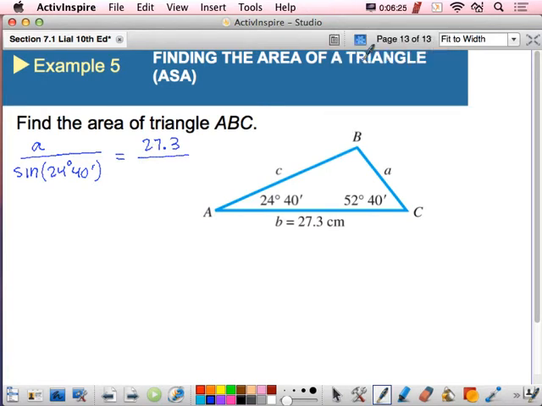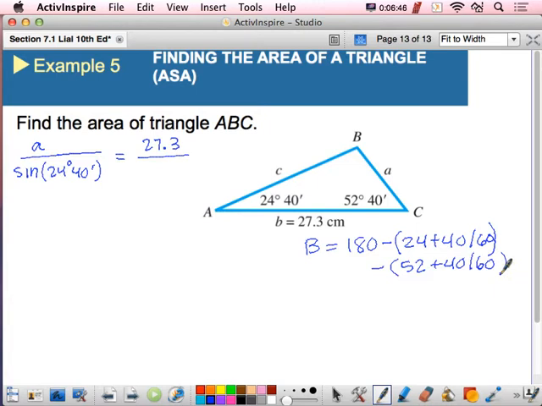So be careful when you type that in to find capital B. You have to type it like 180 minus parentheses 24 plus 40 out of 60 minus parentheses 52 plus 40 out of 60. If you don't put the parentheses, it won't work out properly. So we got that B was 102.6666, so it's like 6 repeating, right? Okay, degrees. And that's what I'm going to put here, sine of B. You could do 102 plus 40 out of 60. Yeah.